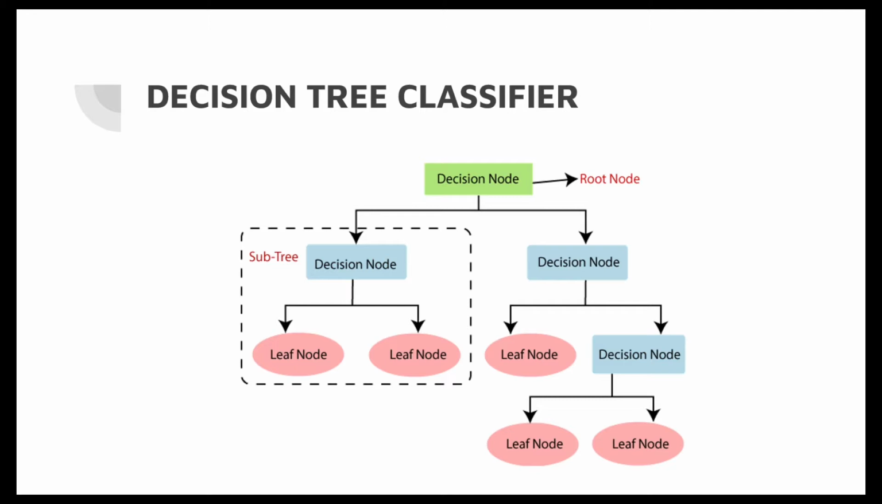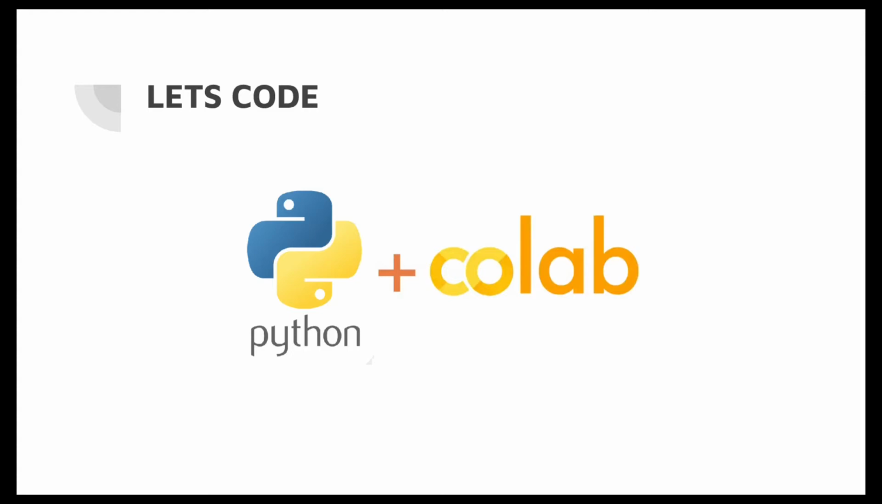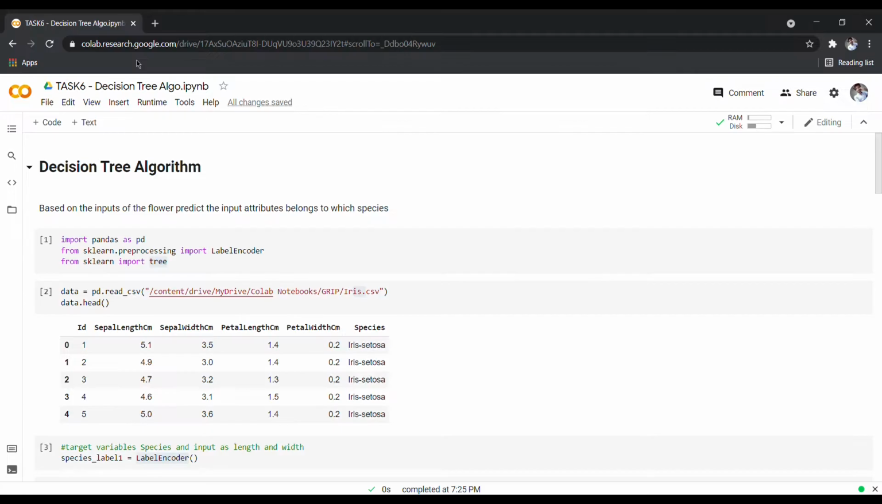Now it follows a bottom-to-top approach. The leaf nodes are the input nodes, and this further gets divided and makes a final result at the root node. So the task is to predict the flower based on the input of the sepal and petal length, whether the flower belongs to versicolor, virginica, or setosa. We will see how the decision tree algorithm has been implemented in the Google Colab notebook.